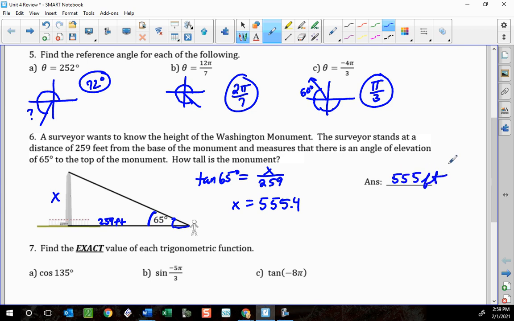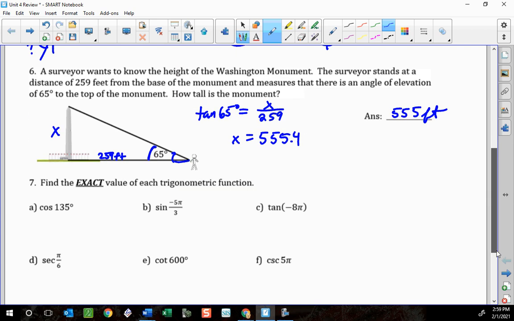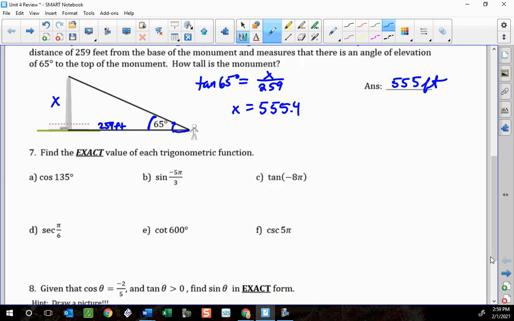Okay, and on the test it'll have like round to 1 decimal place or round to the nearest foot or something like that. So you can put 555.4 also. All right. So also know how to do the problems where you're missing an angle and you have a couple sides, or maybe you have to find the third side by the Pythagorean theorem, things like that.